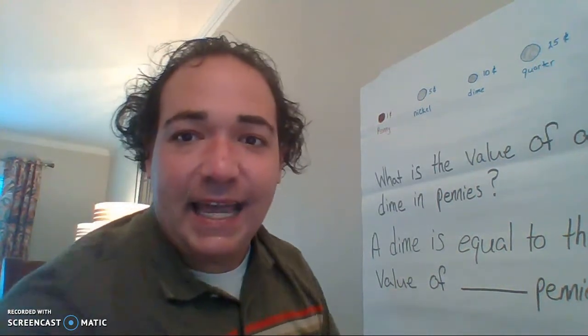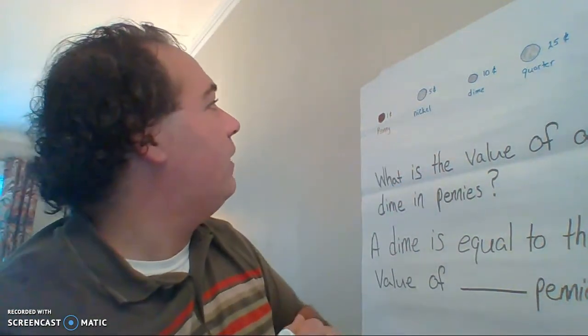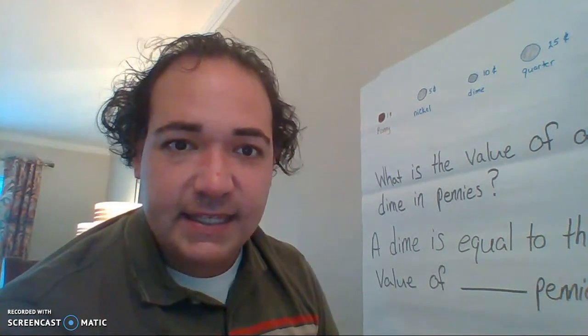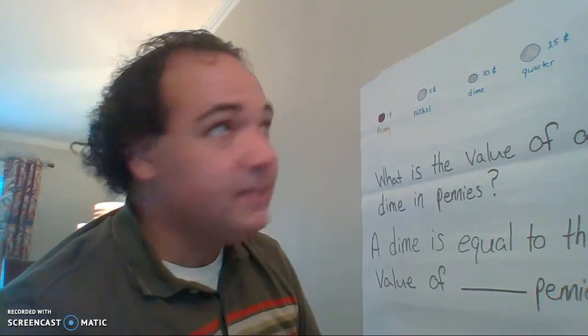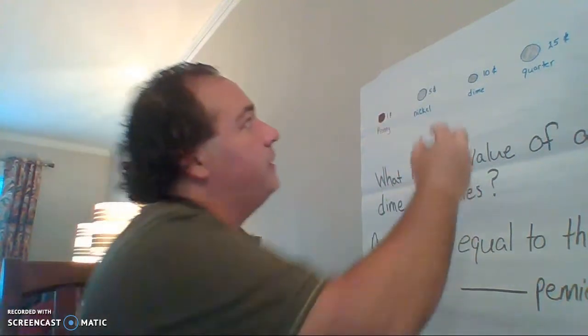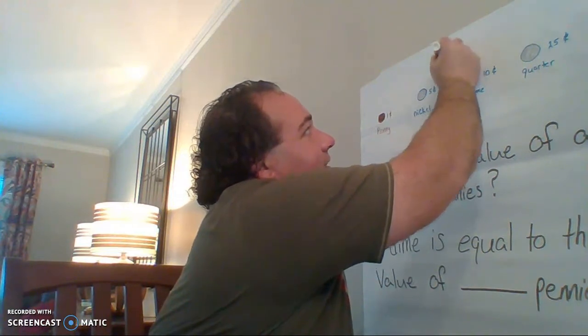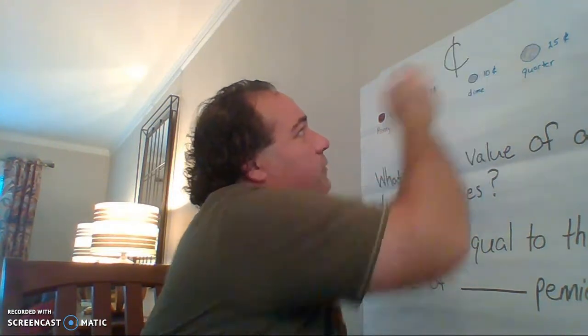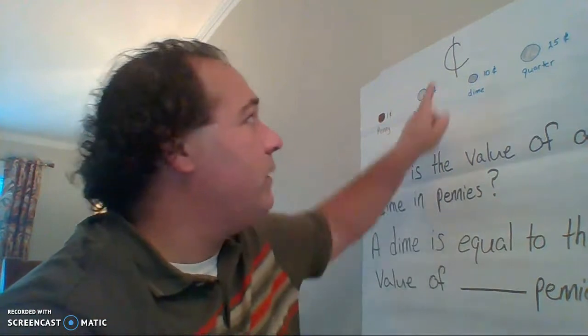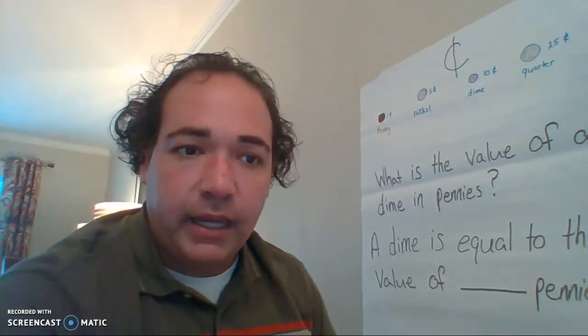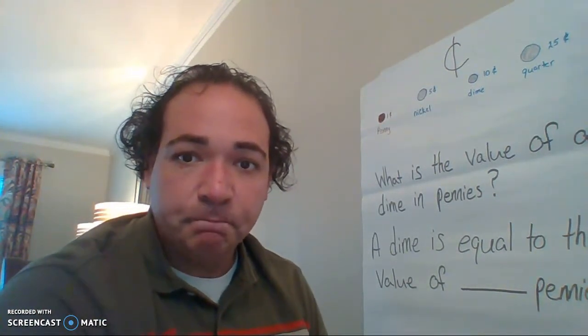Because you can't see it very well on there, the cents symbol looks like this. I'm going to do it at the top of my board so you can see it. The cent sign is like a C, and then a line goes down through it. And that's how we write cents when we're talking about money.